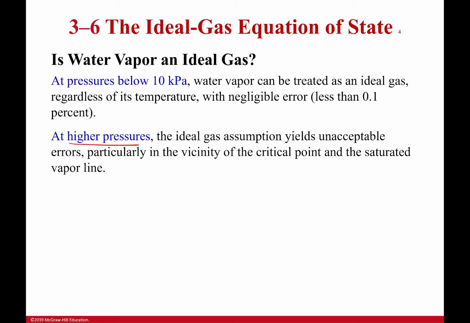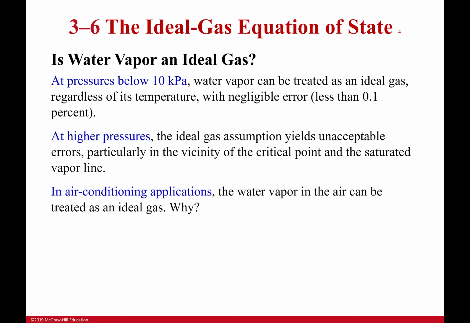Now, at those high pressures, our ideal gas assumption is going to get really bad errors. That's especially when we get close to the saturated vapor line, because we're getting close to actually changing phase, and also the critical point at the top of the curve, that's up here, where I go from being a liquid to a gas all at one point. So for water, you just don't want to use the ideal gas equation in most cases. And what you'll do instead is you'll go to the tables.